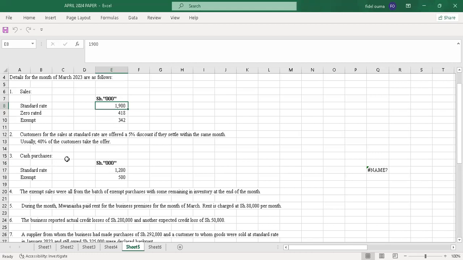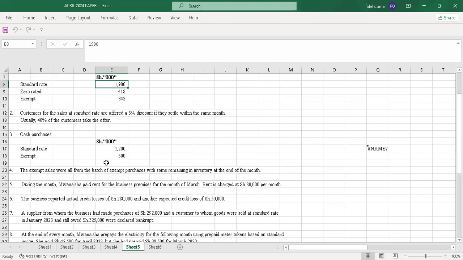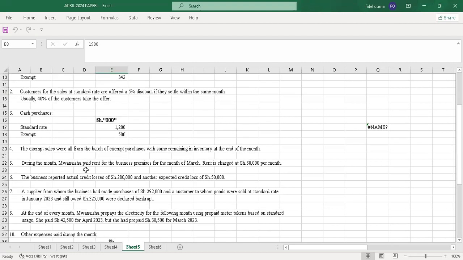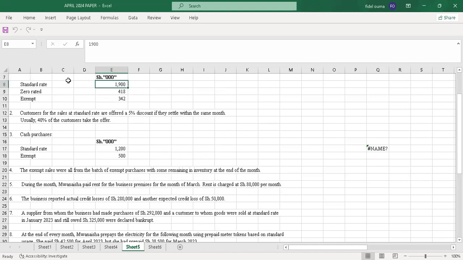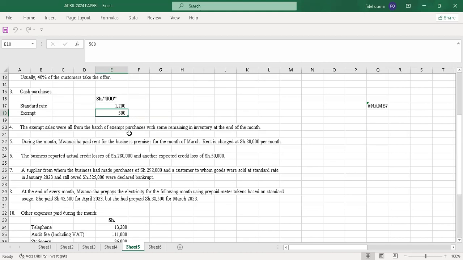So I'll go to number 3. Cash purchases: we have standard rate at 1200, exempt at 500. Number 4, the exempt sales were all from the batch of exempt purchases, with some remaining in inventory at the end of the month. So some will be the closing inventory. When you check here, you'll realize that the exempt sales were only 342, but what was purchased was 500. So the difference, which is 158, will form part of the closing inventory. You have to note that.